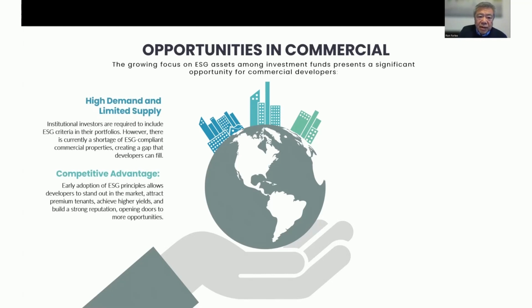Now, there's a high demand and limited supply of these assets because this has been implemented only in the last, I would say, 4 to 5 years. So institutional investors are looking for ESG assets, right? But none of the buildings that are about, if somebody's selling them, are ESG compliant because they were built or developed prior to the implementation of ESG.